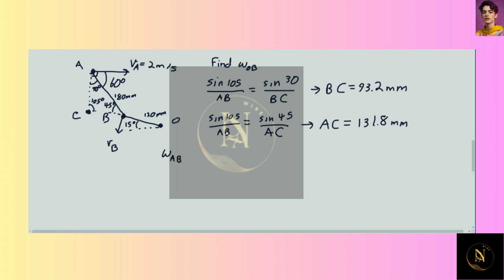So angular velocity of AB will equal the velocity of A divided by the length AC. It's just the radius away from the center of rotation. So our velocity was 2 meters per second. The AC we found was 131.8 millimeters. When we convert these both to meters, that'll be 0.1318 meters. We find we get an omega of 15.18 radians per second.